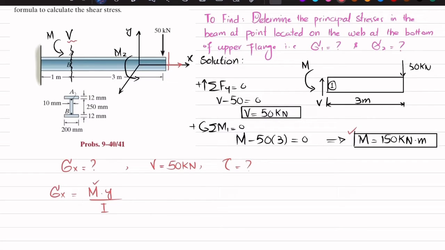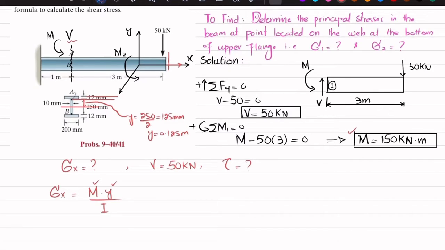So if you see that this is the beam, it's symmetrical about this axis. Clear? So y is the distance from neutral axis till the point where point A lies. So this is the distance. This distance is y, and you can see it is equal to 250 millimeter divided by 2, which is equal to 125 millimeter. And this y in terms of meter is 0.125 meter. Now we have y as well.